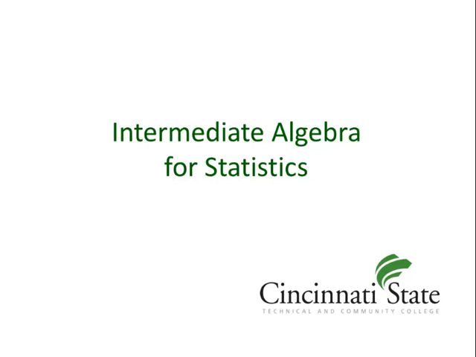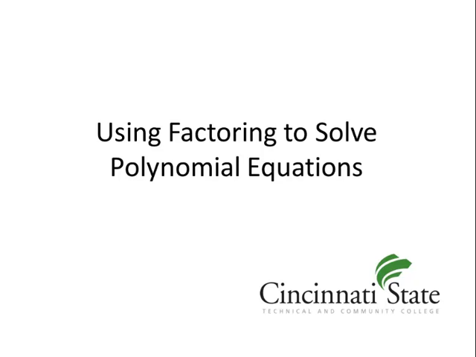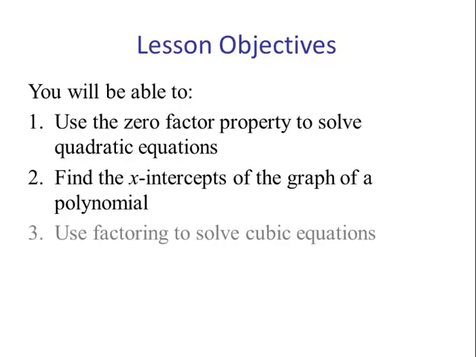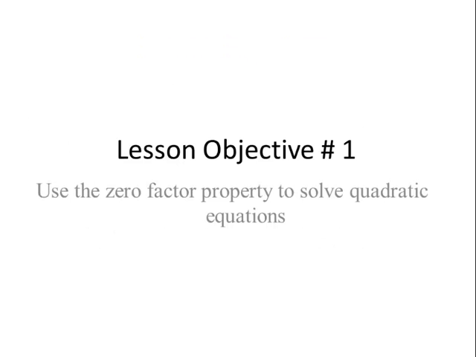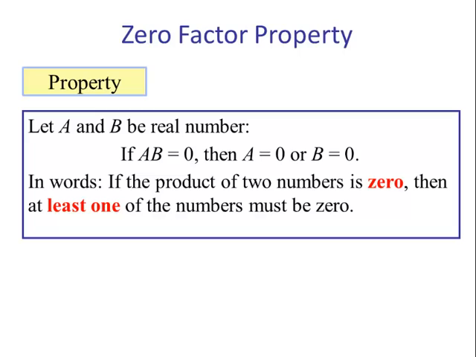Intermediate Algebra for Statistics, using factoring to solve polynomial equations. Lesson objectives: use the zero factor property to solve quadratic equations. Find the x-intercepts of a graph of a polynomial. Lesson objective: zero factor property.